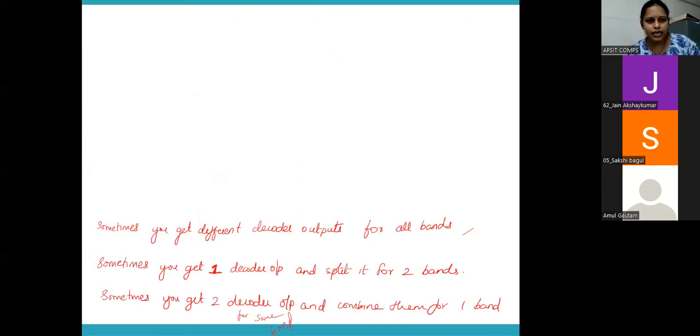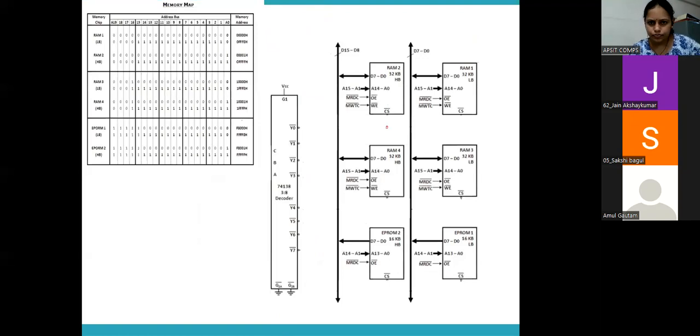Now, everybody please take down 2 homework questions. You will create the memory map for these 2 questions and you will come. Only the memory map you have to create. That means you have to estimate the number of chips and the starting and ending addresses. Take down the question and after that you can leave.